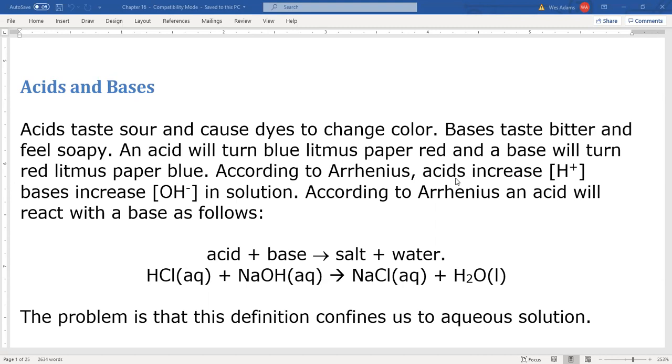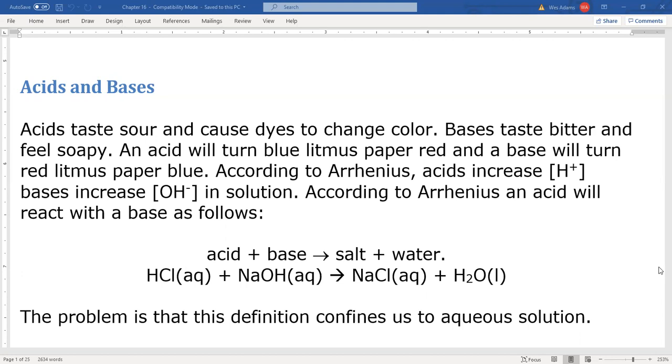According to Arrhenius, acids will increase the H+ concentration in the solution, and bases will increase the hydroxide ion concentration in the solution. According to Arrhenius, an acid will react with a base as follows: the acid plus the base will produce a salt and water, and you should remember that from your first semester chemistry. For example, hydrochloric acid reacts with sodium hydroxide to produce sodium chloride and water.